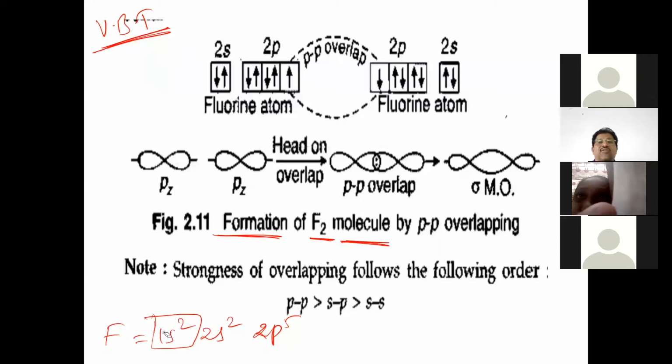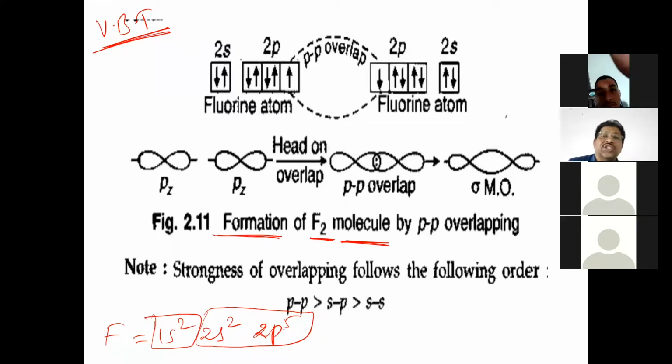So 1s2 does not involve here. And 2s2, 2p5 is the outermost electronic configuration, otherwise called the valence shell electronic configuration. So the valence shell electronic configuration of fluorine is 2s2, 2p5.